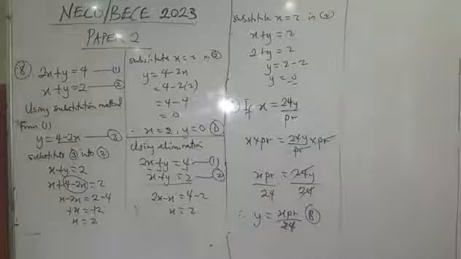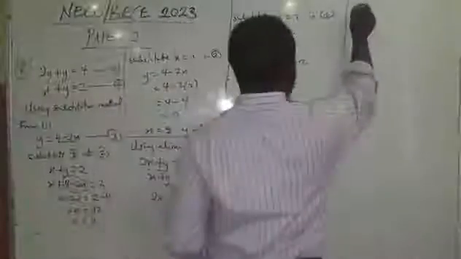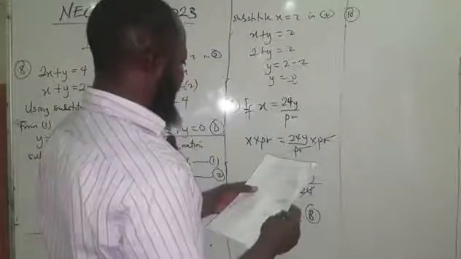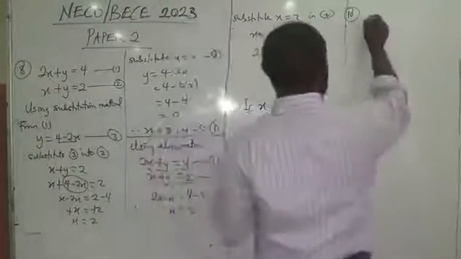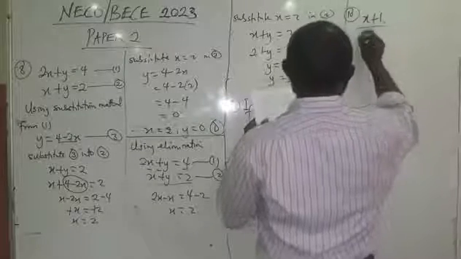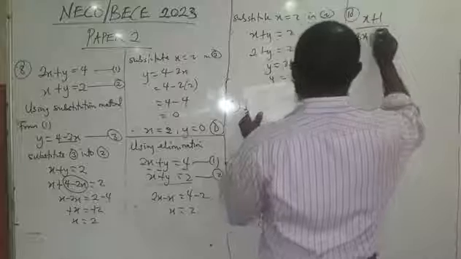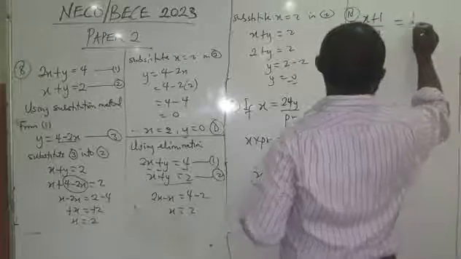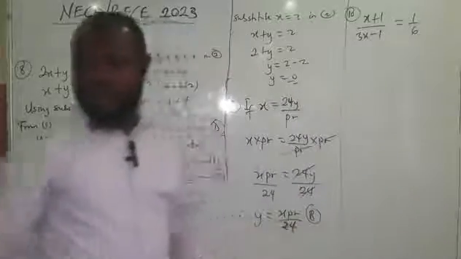Then the next question, which is question number 10. I think this is going to be the last one I'm going to solve in this video because of the length of the video. So solve the equation (x plus 1) divided by (5x minus 1) equals 1/6. So we have this. We want to solve this.